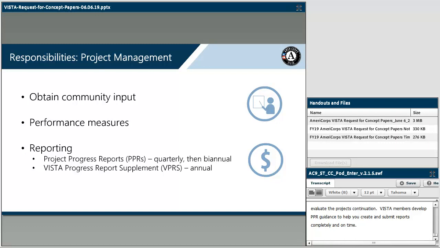If you have multiple sites, you'll need to establish a way to aggregate information or data from members serving at those sites and provide a comprehensive report.